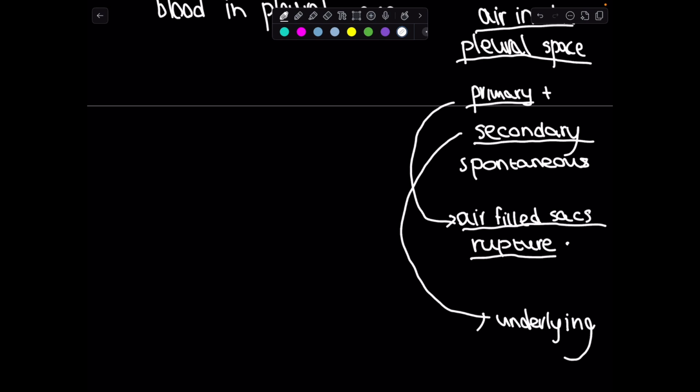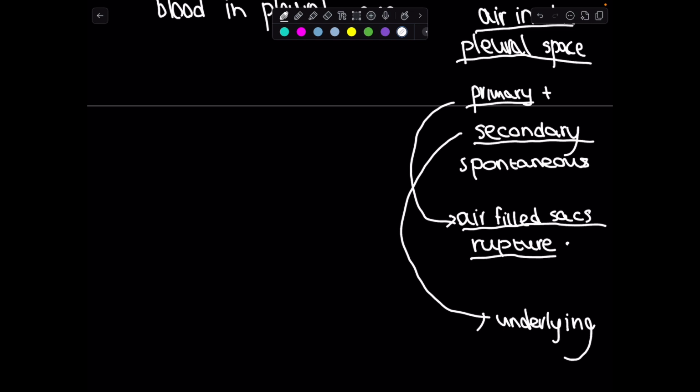Good question. In primary spontaneous pneumothorax, PSP, the air-filled sacs, called blebs or bullae, on the lung surface, often at the apex, rupture because they're weak, thin-walled structures that can burst under stress. The exact cause isn't always clear, but factors like sudden pressure changes in the chest, coughing, sneezing, or physical exertion, smoking, or even congenital weaknesses in the lung tissue can make them prone to breaking. When they pop, air escapes from the lung into the pleural space, causing the lung to collapse.